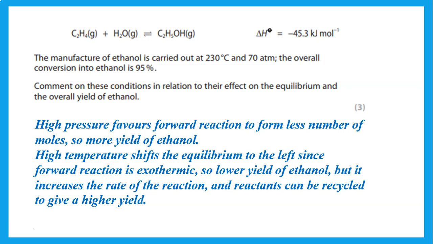The high temperature would shift the equilibrium to the left, since the forward reaction is exothermic. So a lower yield of ethanol, because I'm using 230, for example, not anything less. But if I use any less, that would affect the rate. So we're using 230, or we're using high temperature. It will shift the reaction backwards, so that affects the yield of ethanol, but I cannot use a lower temperature because the rate would be too slow. So the high temperature increases the rate, and the reactants can be recycled to give a higher yield.